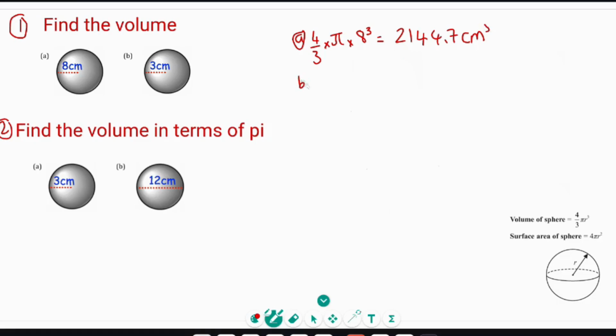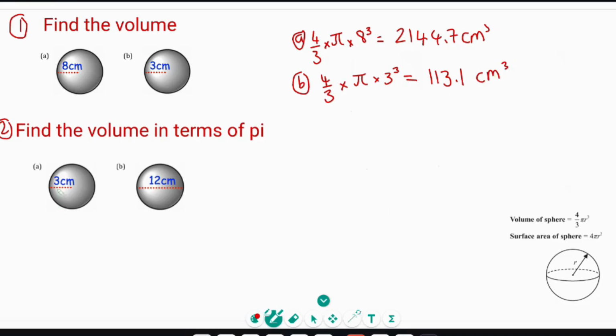And part B, 4/3 times pi times 3 cubed, 113.1.